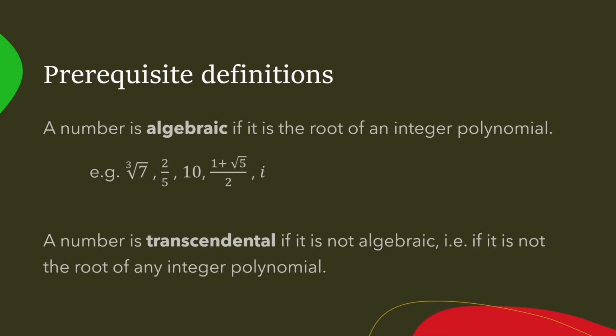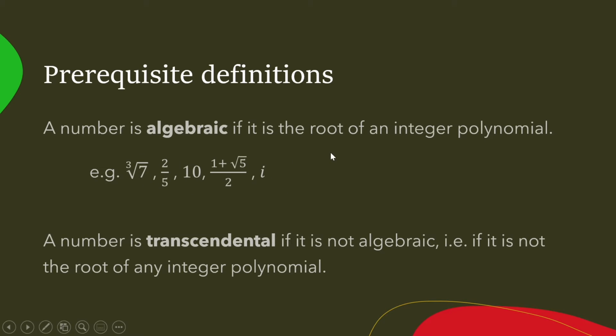Probably the most important prerequisite concept is the definition of being a transcendental number, and we're going to be proving that e is a transcendental number, so it might help to know what transcendental means. First of all, a number is algebraic if it is the root of an integer polynomial. So here are some examples of algebraic numbers.